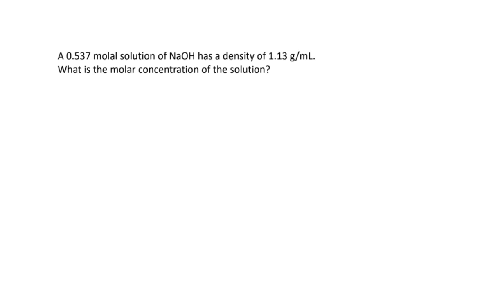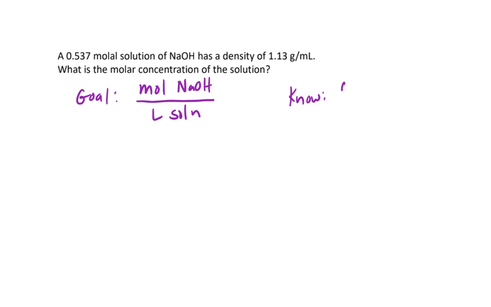Okay, so our goal then is to find molar, so that's moles of sodium hydroxide per liter of solution, SOLN. And we're given a couple of pieces of information. We're given the molal concentration. So we know we have 0.537 moles of NaOH per kilogram of solvent. In this case, that's water.